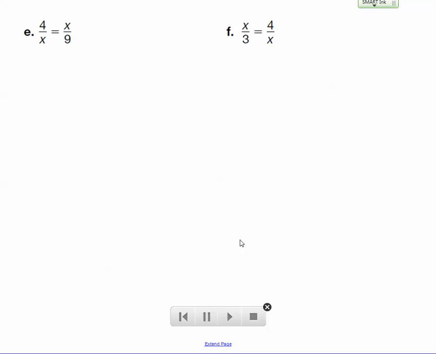Here's some proportions that we need to solve, and we can solve these proportions just like we've always solved proportions in the past, and that is that we use cross products. So if these two ratios are equal to each other, then their cross products should be equal to each other. So I'll show you what I mean. X times x is x squared, and 4 times 9 is 36. So the solution of this equation would be positive and negative 6.